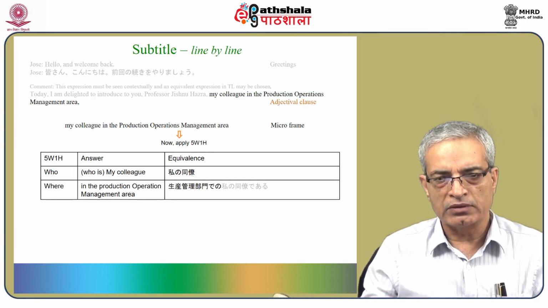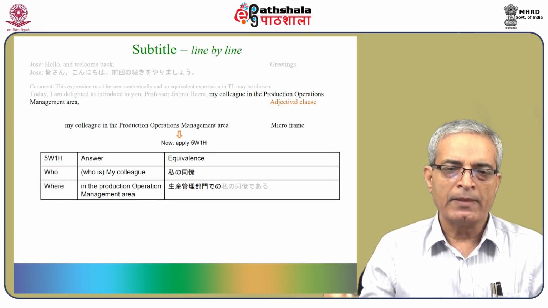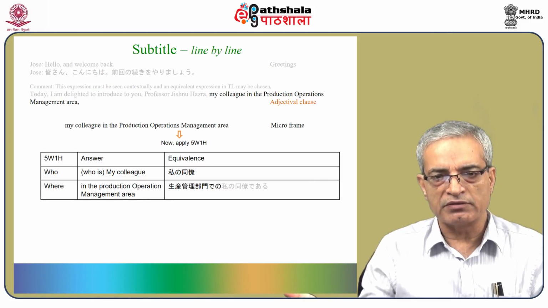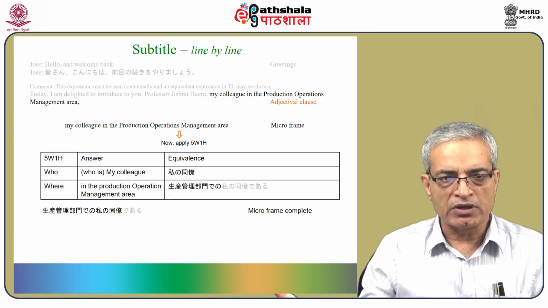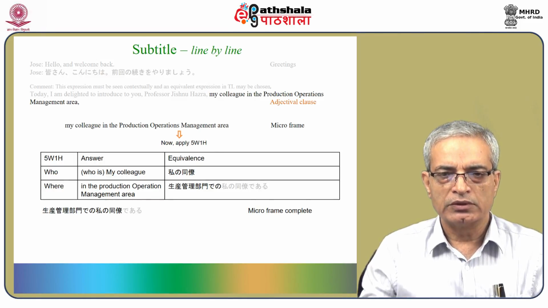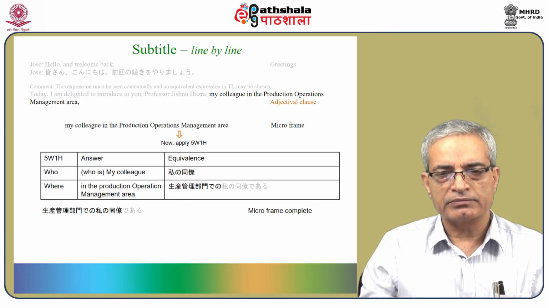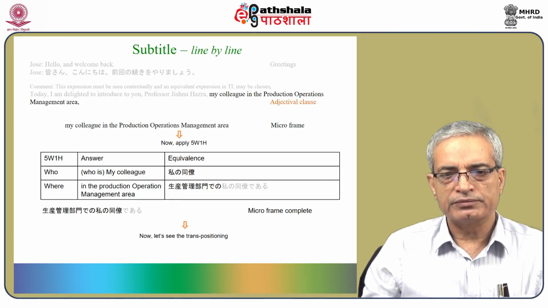It's quite simple. Now that means the difficulty here was the production operation management, and which needs to be translated. That can be done separately, and maybe the word is available in the dictionary also. Production is seisan. Operation not required here. So seisan kanri bumon deno watashi no doryo. So this gives you the microframe. The microframe is quite complete here. Let's see the transpositioning now.